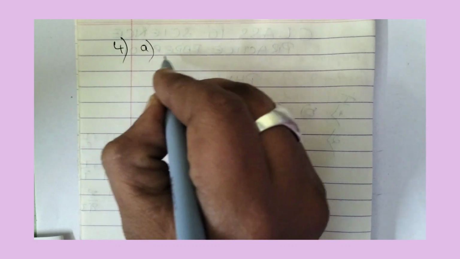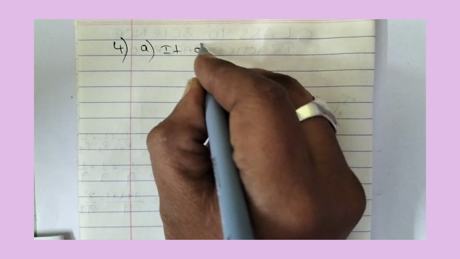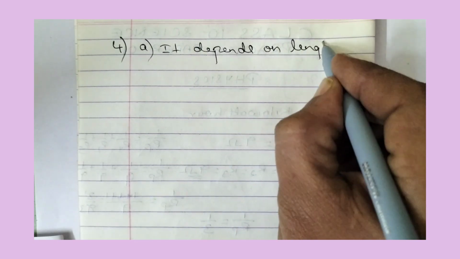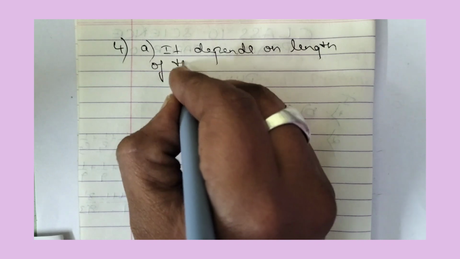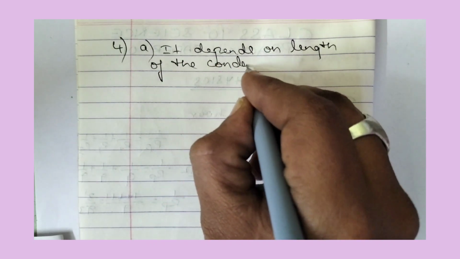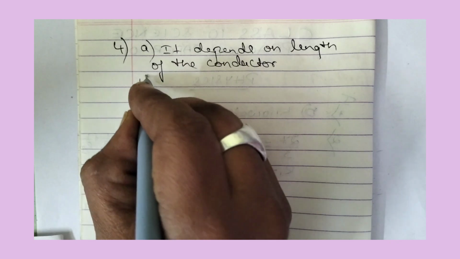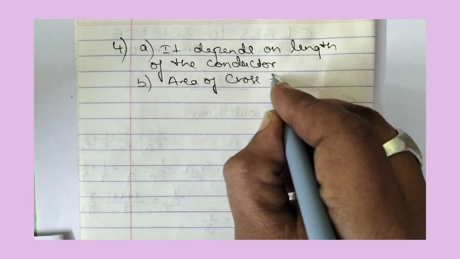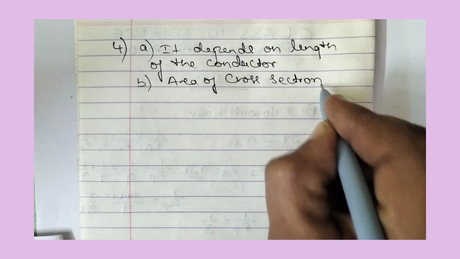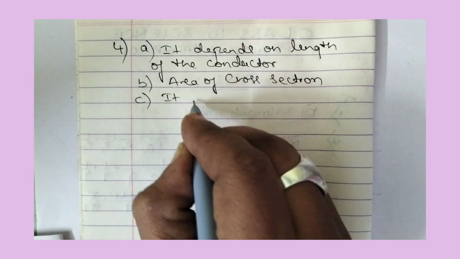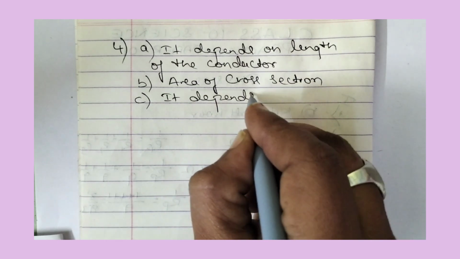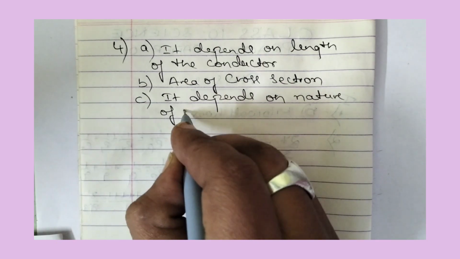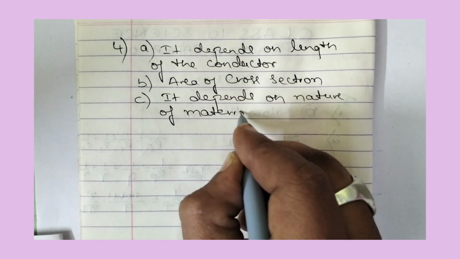Resistance depends on the length of the conductor. It depends upon the area of cross section. Then it depends on the nature of the material.